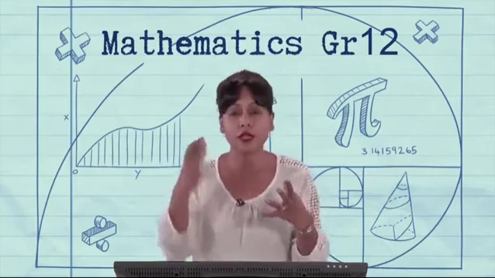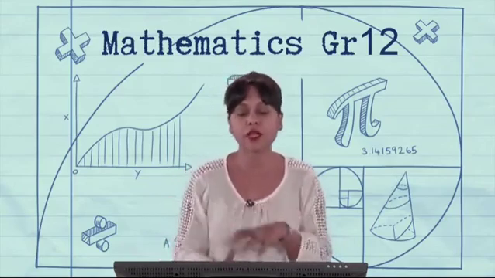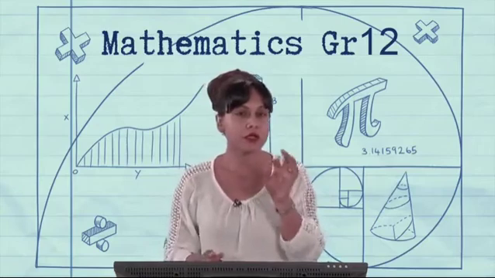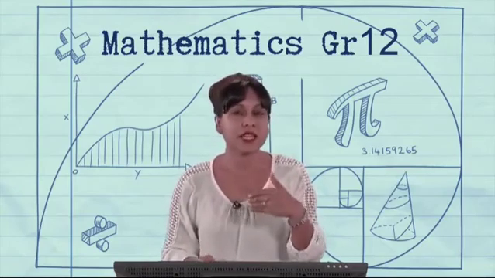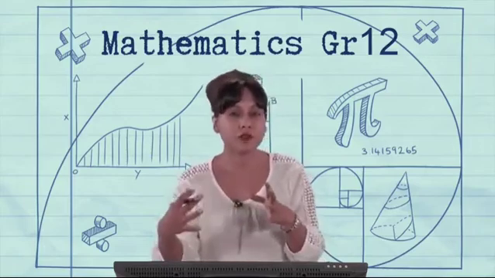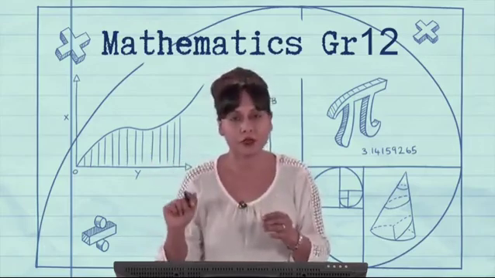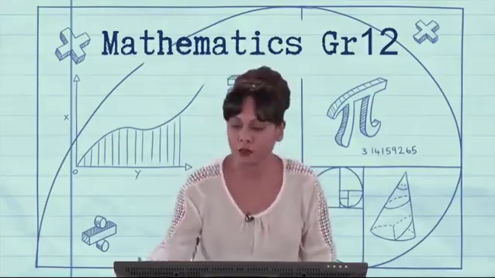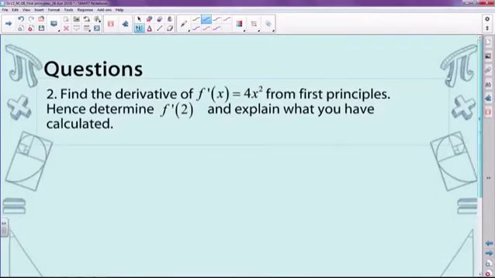Okay, so in this question you were given a function f of x is equal to 4x squared and you had to find the derivative. Now remember, what the derivative is really giving you is the direction that the curve is going to go in at a particular spot. Let's have a look at how we will answer this. Find the derivative of f. This should say f of x. Obviously, the prime shouldn't be there because as soon as we put the prime in, it means we're already deriving. So find the derivative of f of x is equal to 4x squared from first principles, and hence determine f prime 2 and explain what you have calculated.